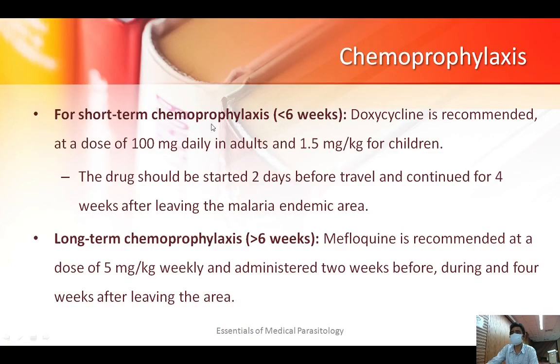And what are the drugs used for prophylaxis? If you are going to a malaria endemic region, if it's less than 6 weeks, then you can give doxycycline. If it is more than 6 weeks, then you have to give mefloquine.